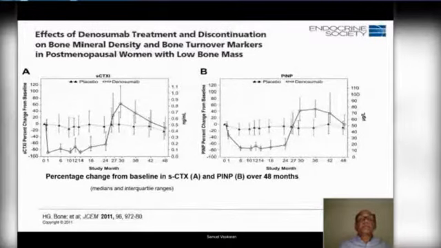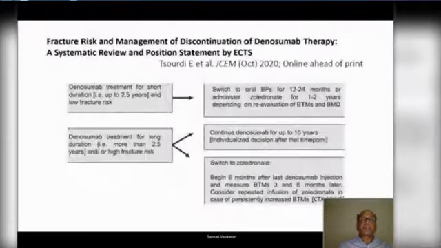Denosumab is somewhat different. Cessation of denosumab therapy, and denosumab is given parenterally, subcutaneously, and 6 monthly. Once you stop treatment, there's a rebound increase in bone turnover markers. It goes above baseline, and it has been associated with increased fracture risk. So the recommendation now is, once you start treatment, you can't just stop treatment with denosumab without further management to stop this rebound increase.